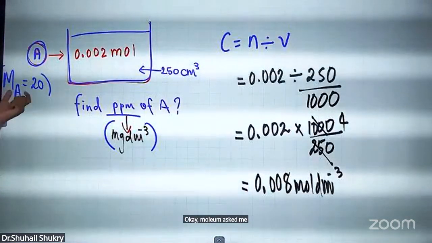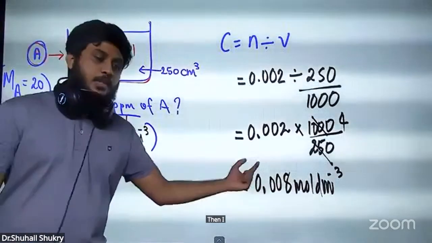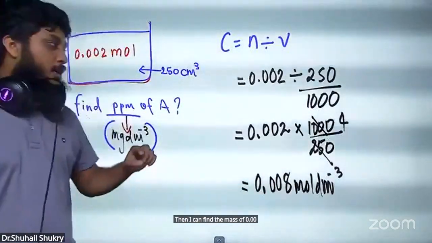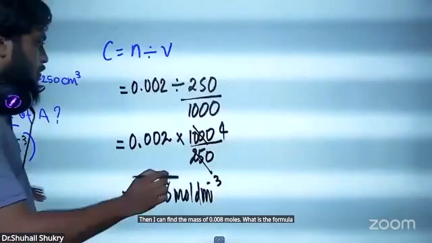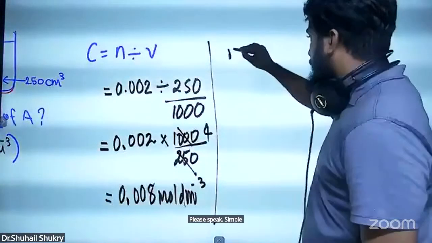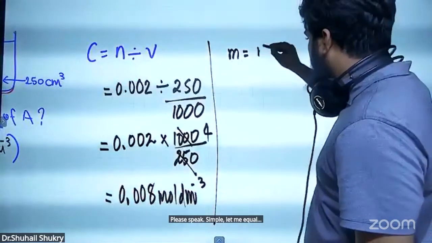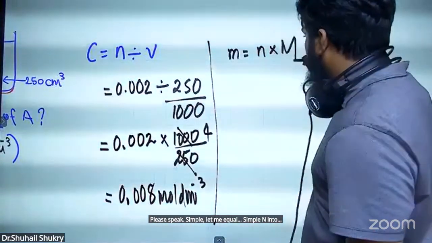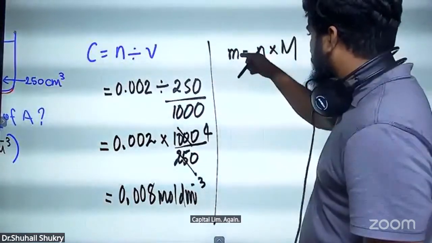What is the mass of 1 mole? Then I can find the mass of 0.008 moles. What is the formula to find the mass? Simple m equals simple n into capital M. Again, simple n equals simple m over capital M.